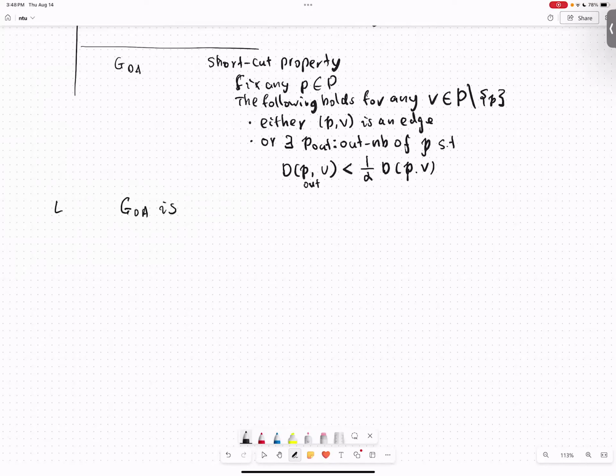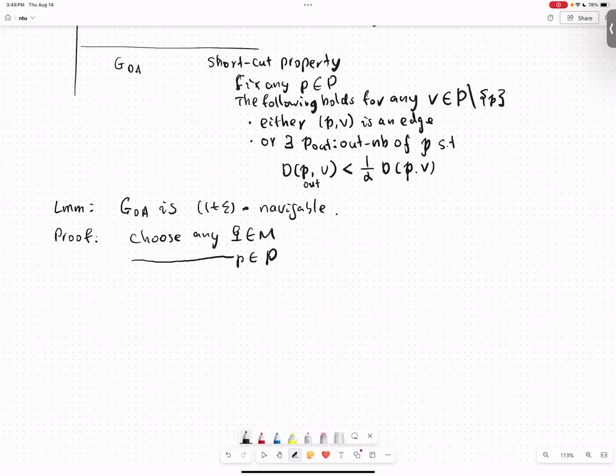All right, so this is our main lemma today: is 1 plus epsilon navigable. Okay, so let's prove it. In order to prove this, I will have to allow you to choose any Q and any P. Choose any Q from the domain and choose any P from the data set.